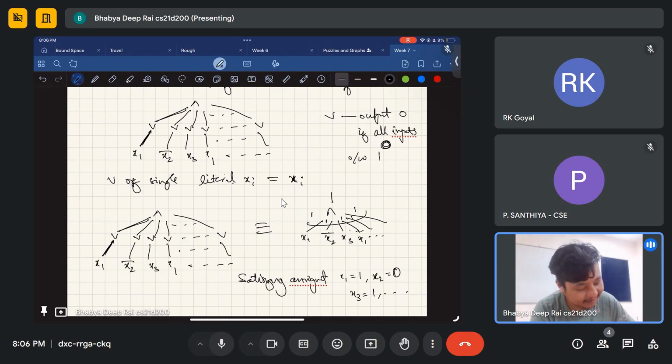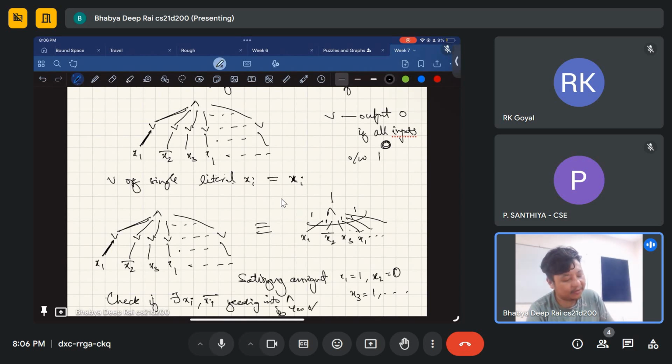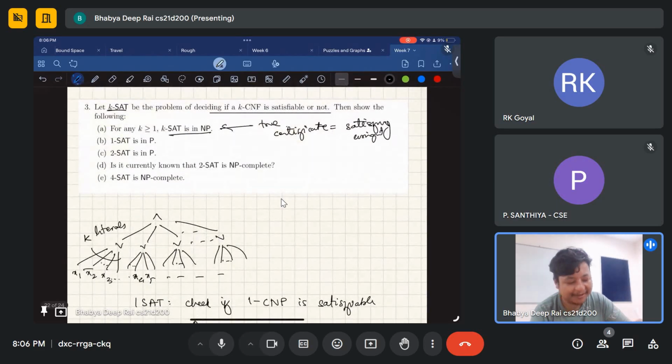If it so happens that there is, let's say, an x1 as well as x1 bar, that is the only case when there is a problem. So what you do is simply check if there exists an xi bar feeding into the AND. If yes, output no, otherwise output yes. So you agree, right? Please let me know if you don't understand. I just explained it quickly because of lack of time.